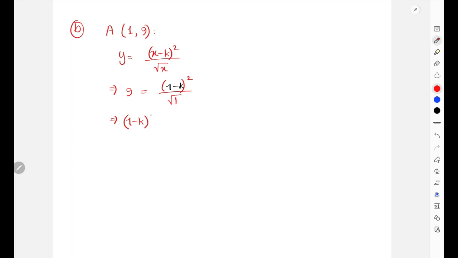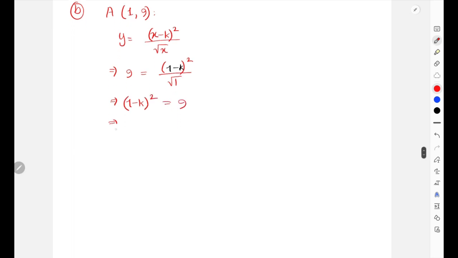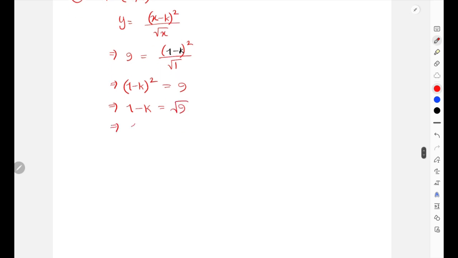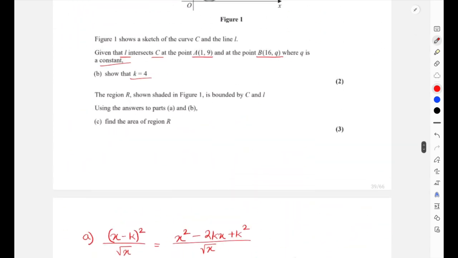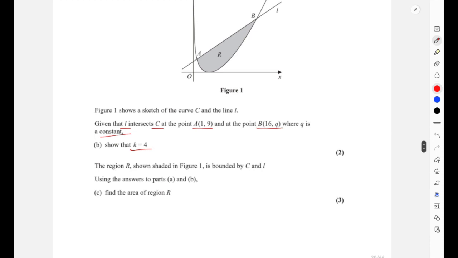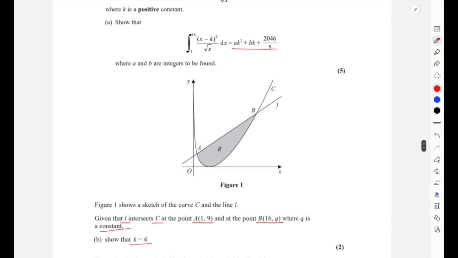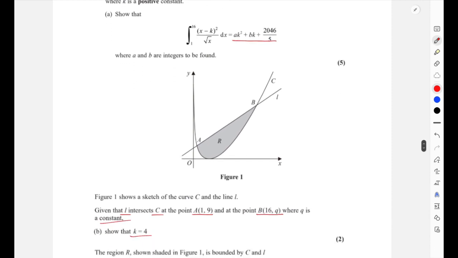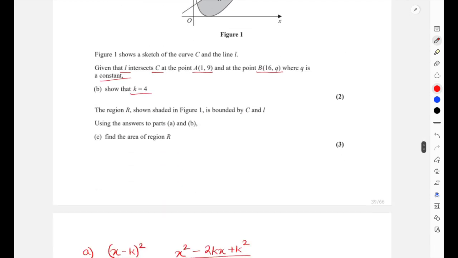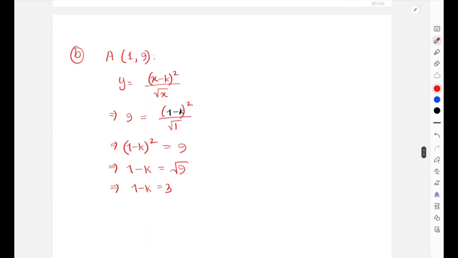So 1 minus k whole square, 9. This is going to be now 1 minus k, root 9, this is 3. Wait, 1 minute. Was the value for k 9, 1 or minus 1? Let me just check. No, it was 1 and 9. And that was x minus k on your equation also. One minute. We need to show the value for k is equal to 4.